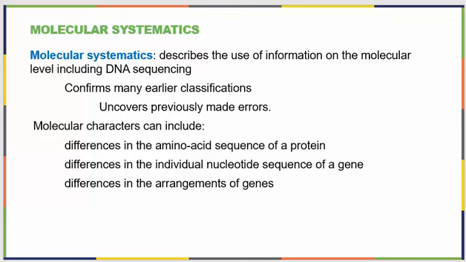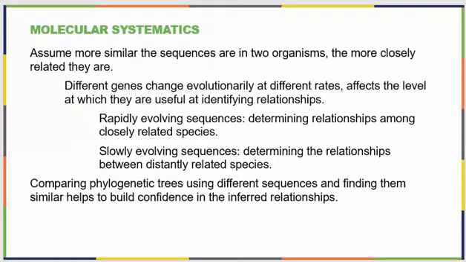So when we look at molecular characteristics, usually what we're focusing on are the amino acid sequences of a protein, differences on the individual nucleotide level of a gene, and then how genes as a whole are rearranged relative to one another, relative to their neighbors. The general assumption is that the more similar two sequences of genes are in organisms, the more likely that they're more closely related. The important thing to note is that different genes can actually change at different rates, and we have to kind of take that into effect when we consider our analysis.